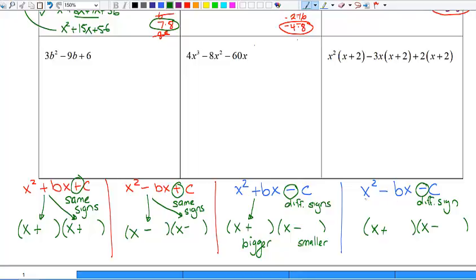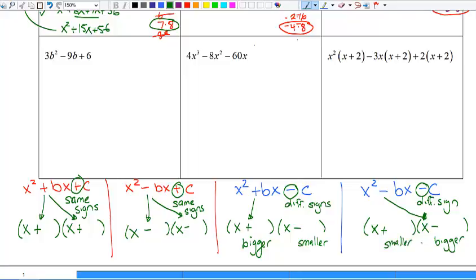Well, on our last example, x squared minus bx minus c, we know the signs are different. Because the b is negative, my sign negative will go with my bigger value, and the positive will then default to the smaller value.